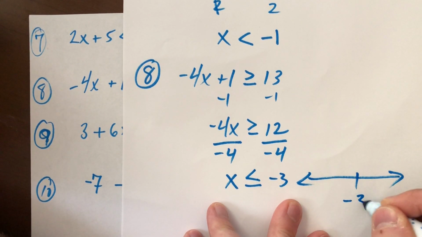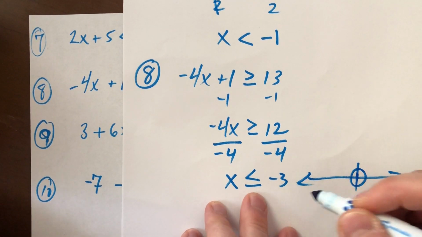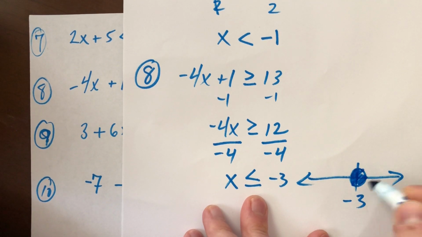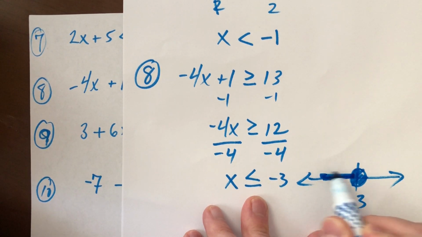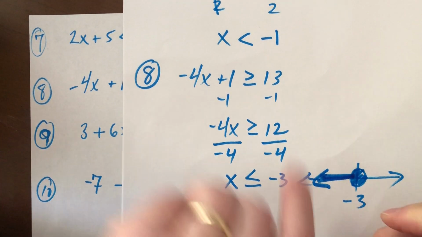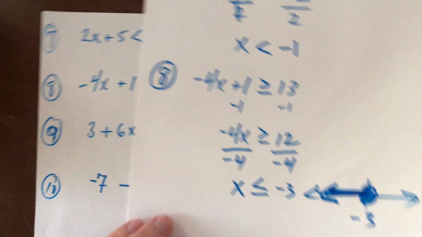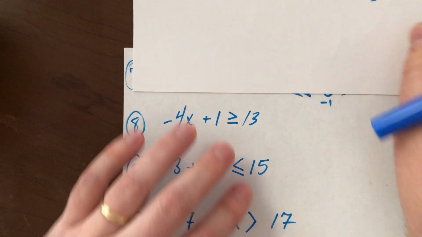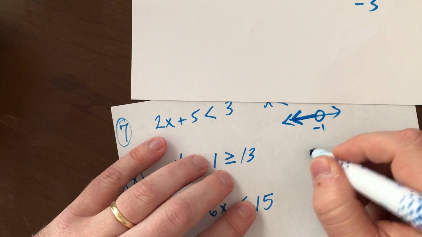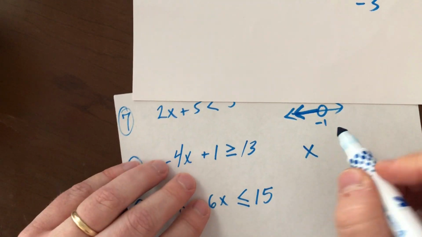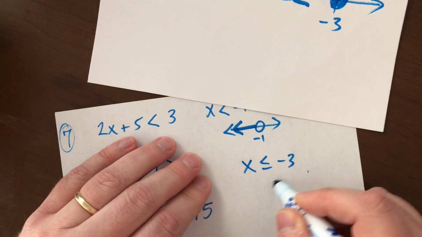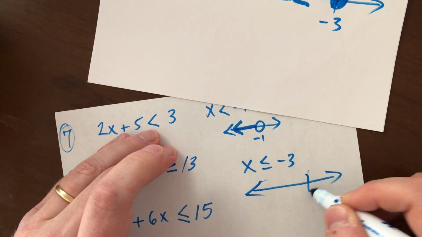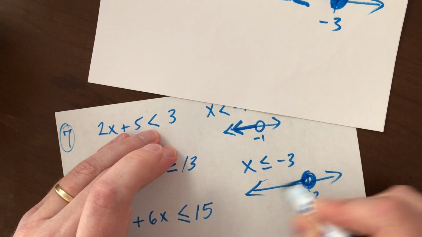Here's our -3. There's our circle. Oh wait, it's got a line under it. It's filled in, wow, filled in circle. Then we gotta figure out which way to go. Well, it says less than, right? We go to the left, to the less, left, less, L. Take the L. All right, so x is less than or equal to -3.